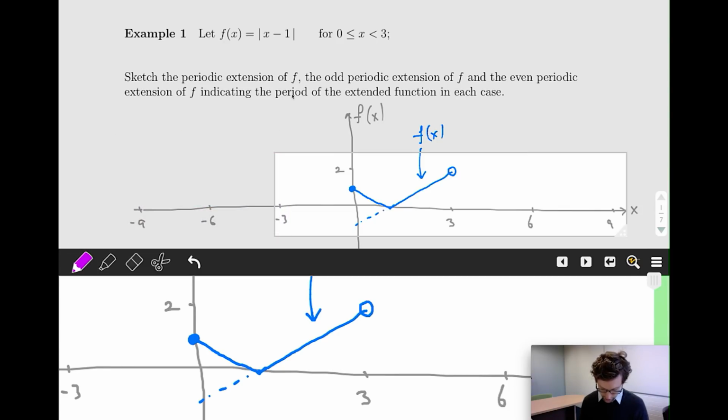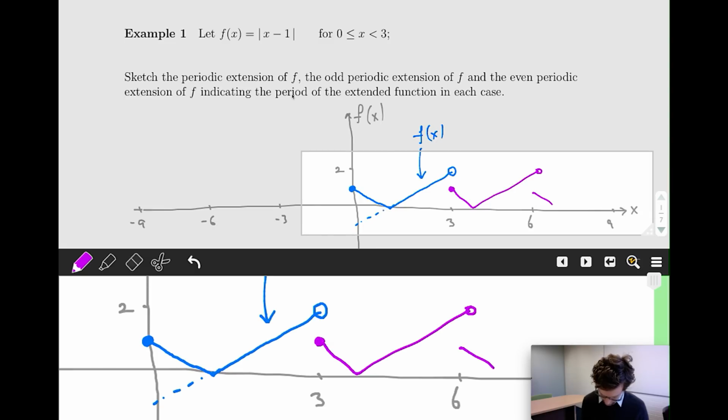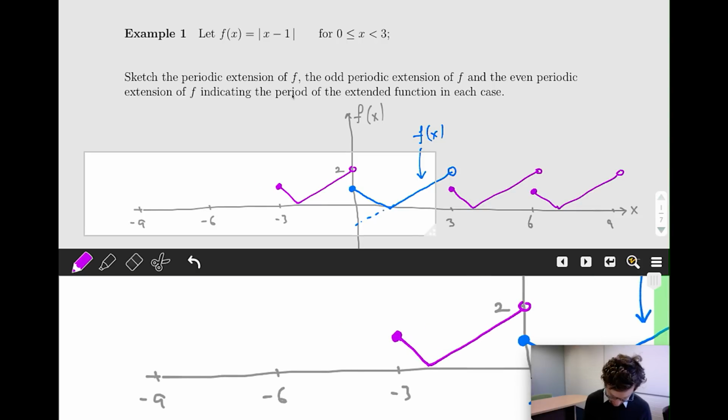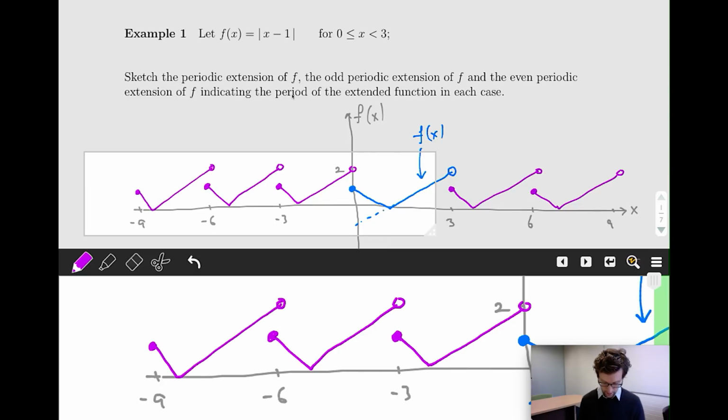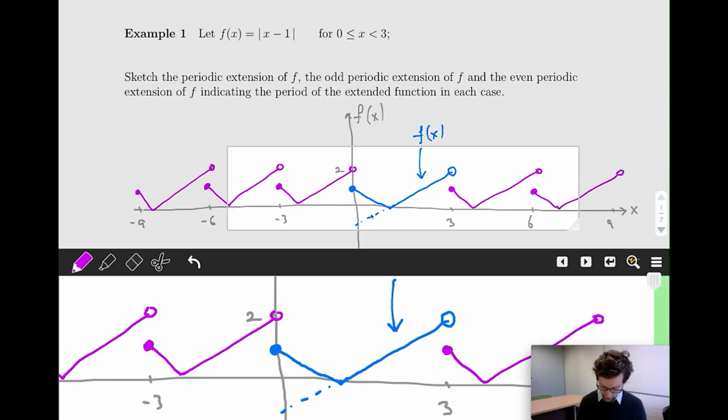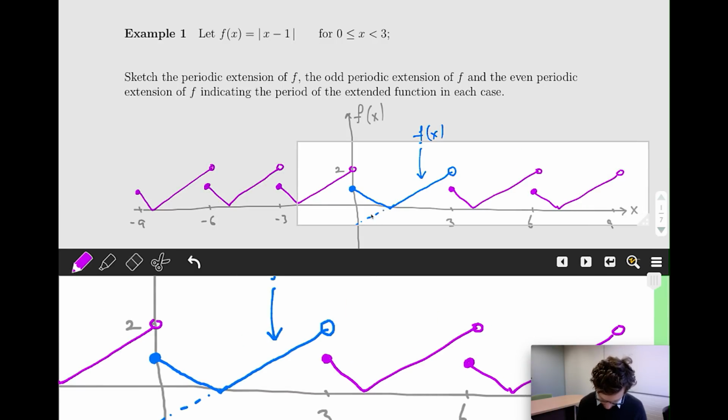I'm going to use a different color here so I can tell the difference between the periodic extension and my original function. So you can see that the width of my original function was 3, so the period of my function is 3 as well. And there we go. So you can see that there's discontinuities at minus 6, minus 3, 0, and so on.